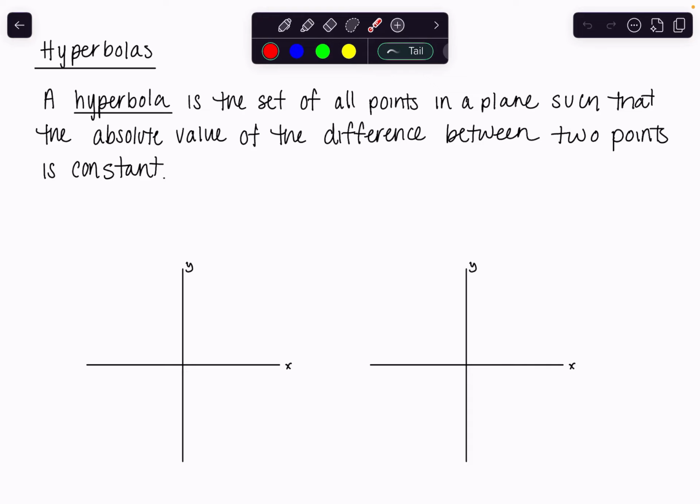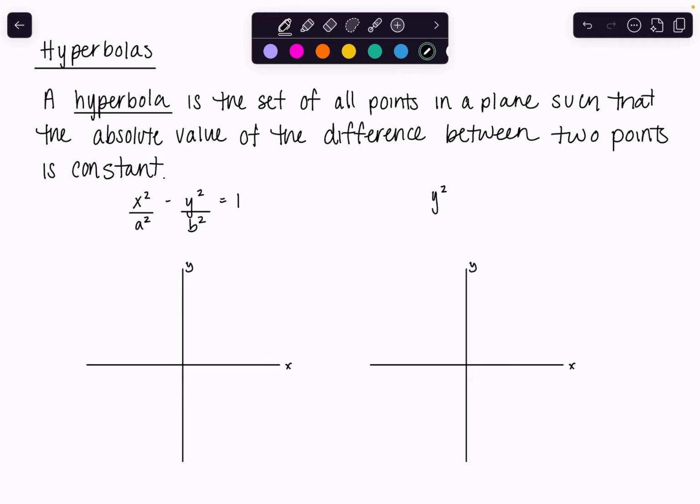So our formula looks really similar to an ellipse, but instead of having a plus in the middle, we're going to have a minus. So we have two possible equations for our hyperbolas. We have x squared minus y squared equals 1. And then again, these numbers underneath x and y are going to be an indication of how far you go out in a certain direction.